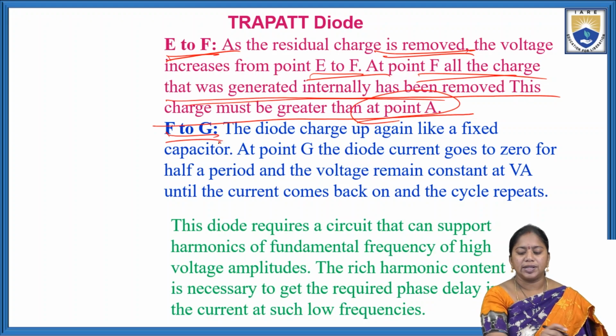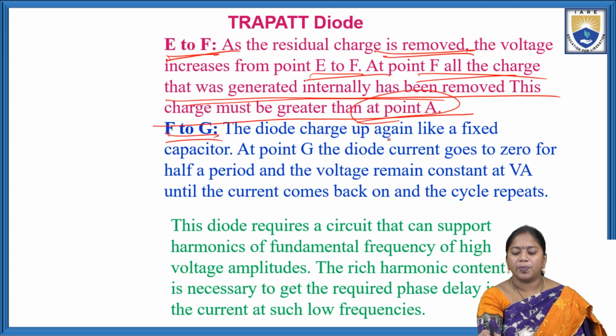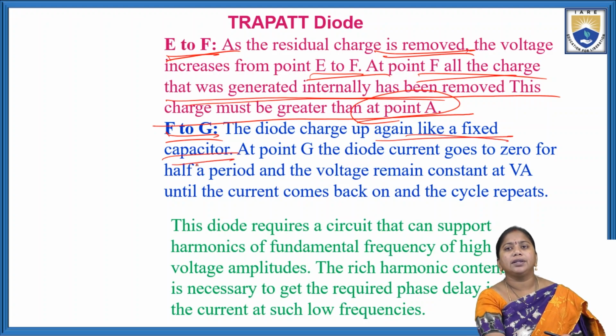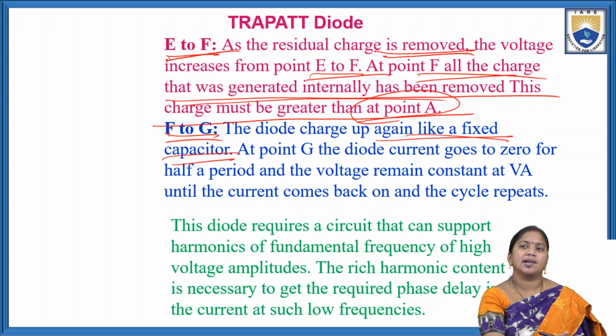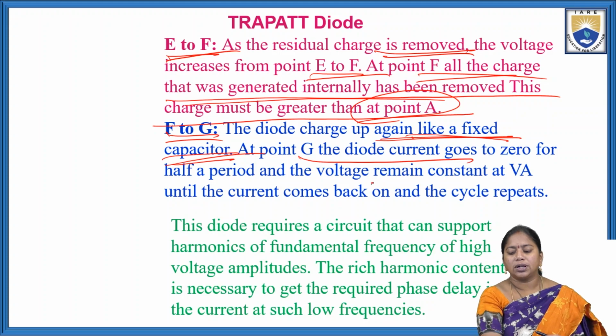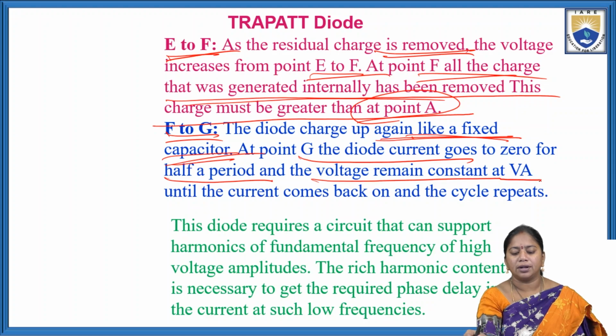Then the F to G region. The diode charges up again like a fixed capacitor. At point A, it will act as a linear capacitor. Then coming to point F to G, the diode charges up again like a fixed capacitor. At point G, the diode current goes to zero for half of a period and the voltage remains constant at VA until the current comes back and the cycle repeats.